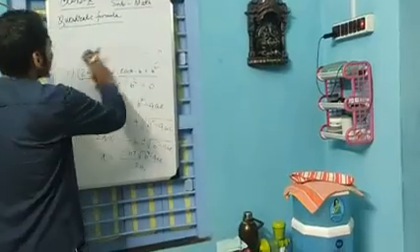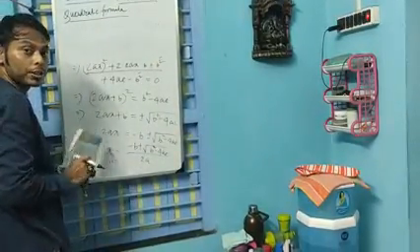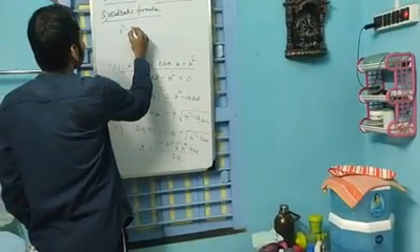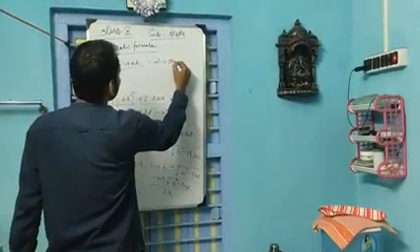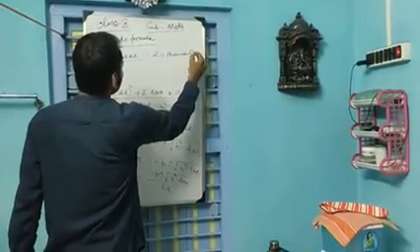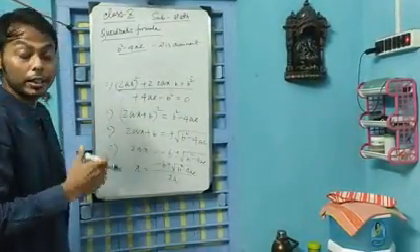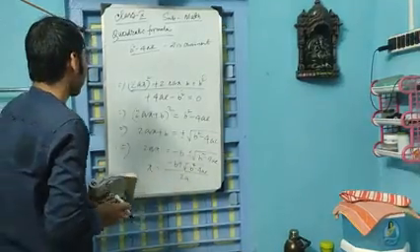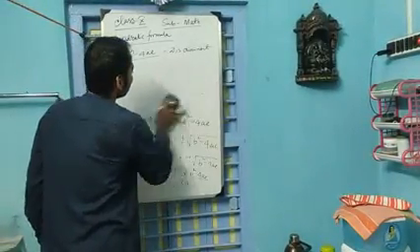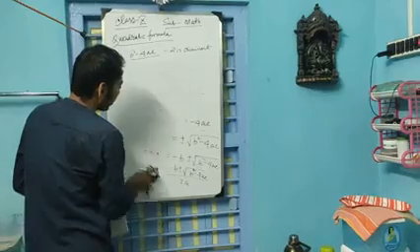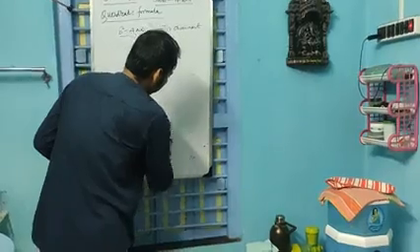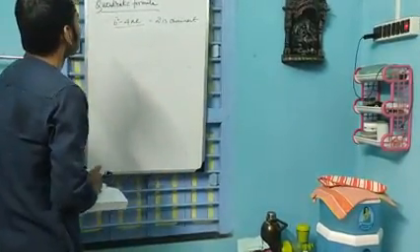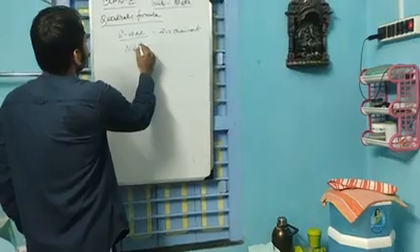Now, b² - 4ac is called the discriminant of the equation. The nature of the roots depends on that b² - 4ac term. Now I am discussing the nature of the roots. Next topic, nature of the roots.